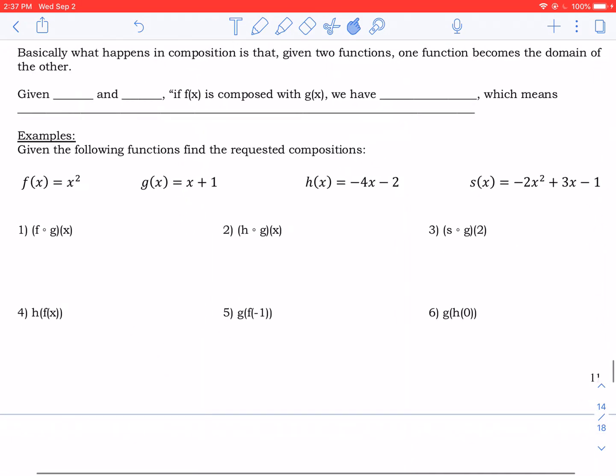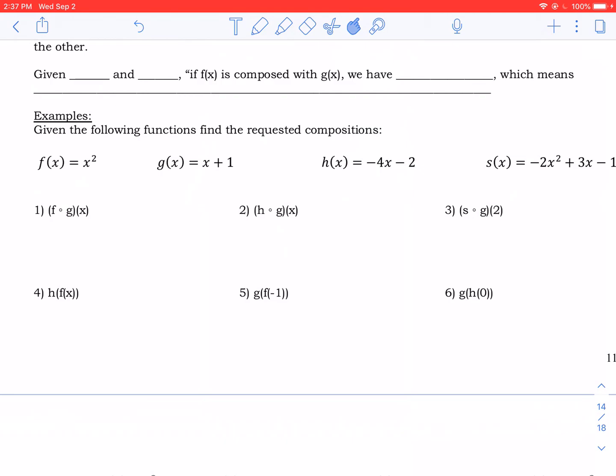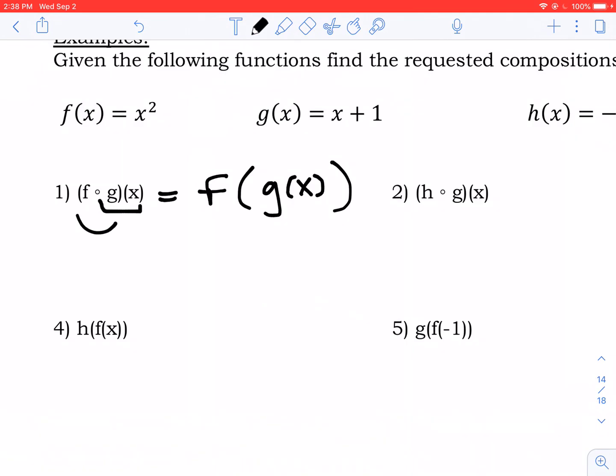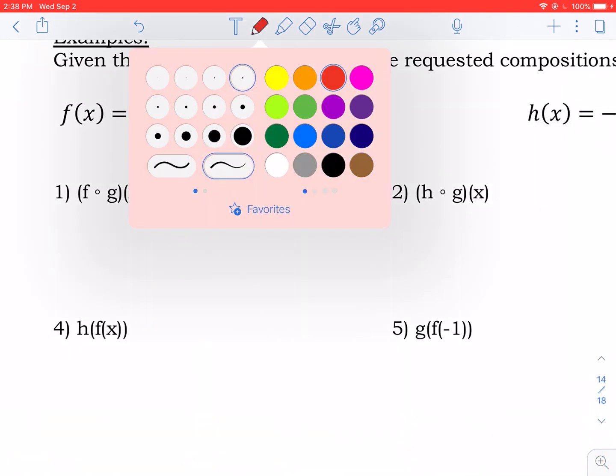Let's look at number 1 here. It says f circle g of x, where they give us a bunch of different functions. So they each have their own names, f, g, h, and s. In this first example, they want us to find f of g of x. F circle g of x, which we've just talked about, means f of g of x. It means to take the inside function and plug it into the outside function. Okay, so let's do that maybe slowly for the first example, and then we'll pick up the pace.